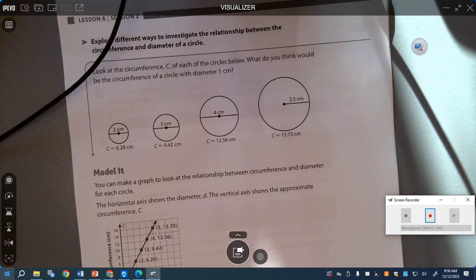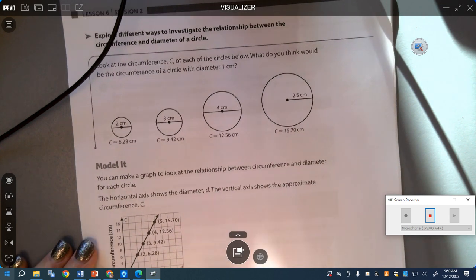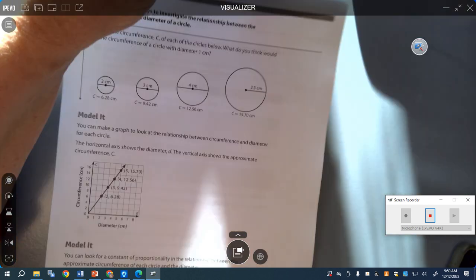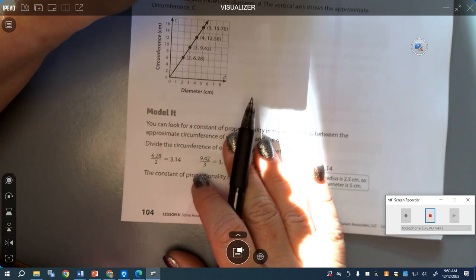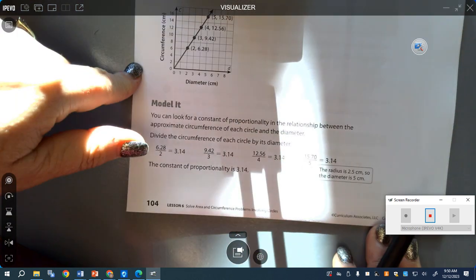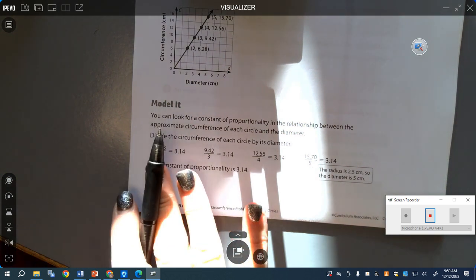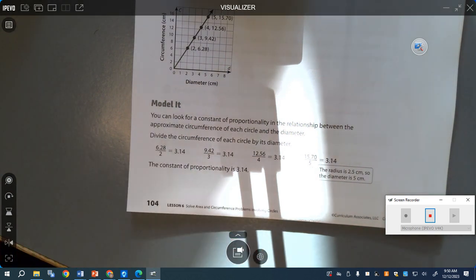Okay, you're doing amazing. All right, so this next page, page 104, just goes through the same thing. And look at this. We've been talking a lot about ratios and graphs. And you guys are earning this right now by paying attention. So good job.